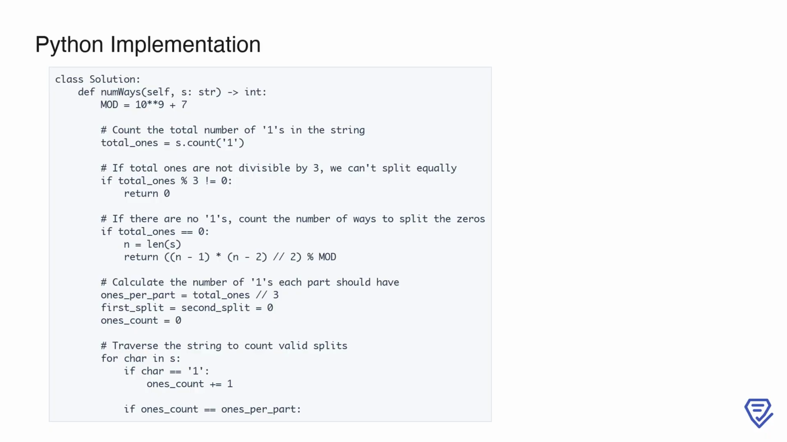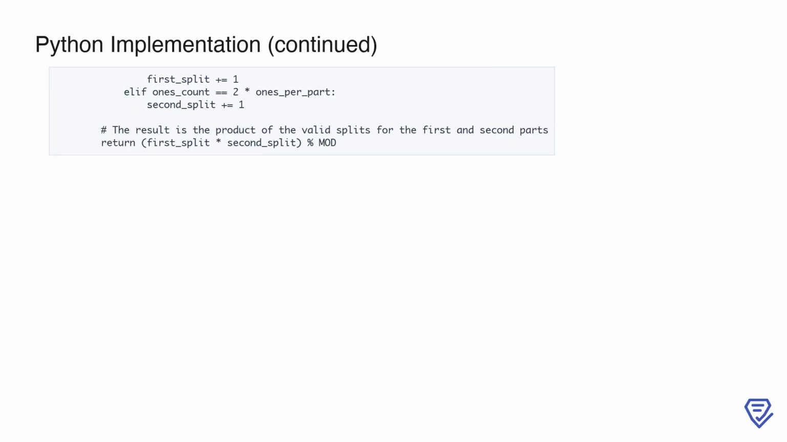At this stage, we start iterating over the string character by character. Every time we encounter a 1, we increment the ones_count. Once the ones_count matches the target number of ones for the first part, we increment the first_split counter, as it indicates a valid split point has been found. If the ones_count reaches twice the target number, meaning we are at the boundary of the second part, we increment the second_split counter to track valid splits for the second section.